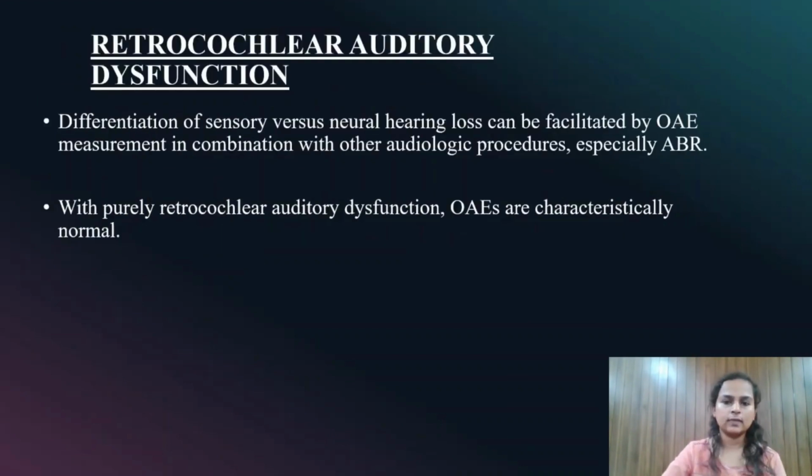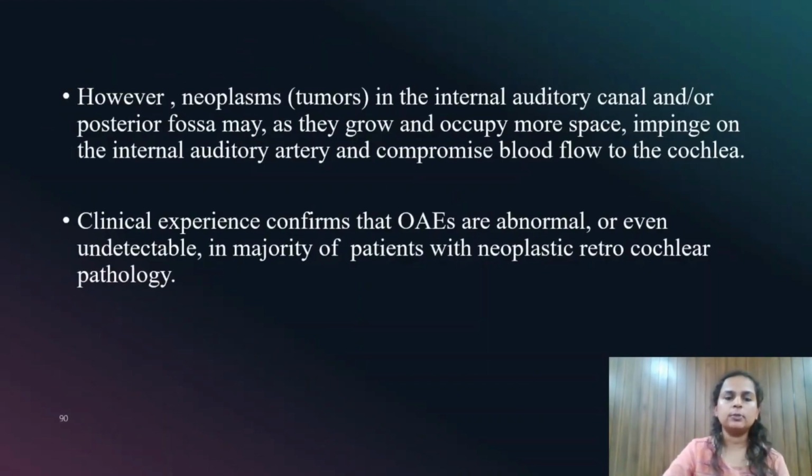Retrocochlear auditory dysfunction: the differentiation of sensory versus nerve-induced hearing loss can be identified by OAE measurement along with audiological procedures, and especially ABR. With purely retrocochlear auditory dysfunction, OAEs are normal. But with tumors in the internal auditory canal, as they grow and occupy more space, they impinge on the internal auditory artery and compromise blood flow to the cochlea. Clinical experience confirms that OAEs are abnormal or even not detectable in the majority of patients with tumors.